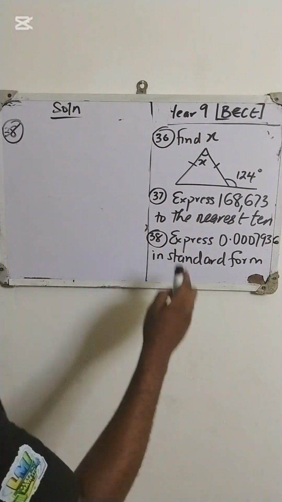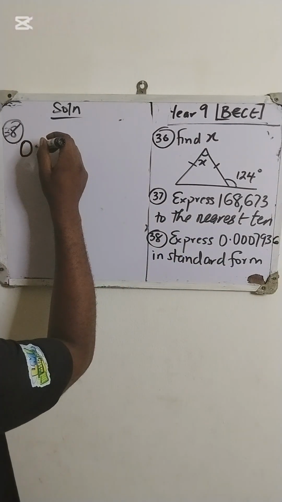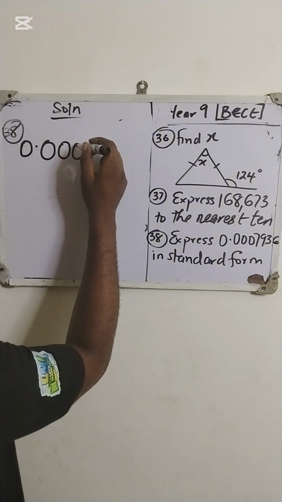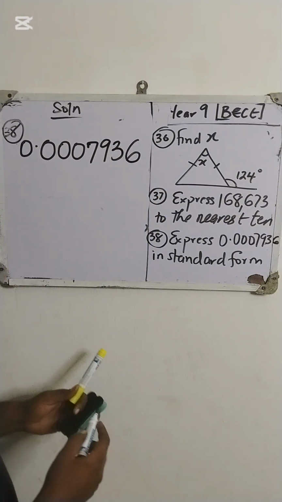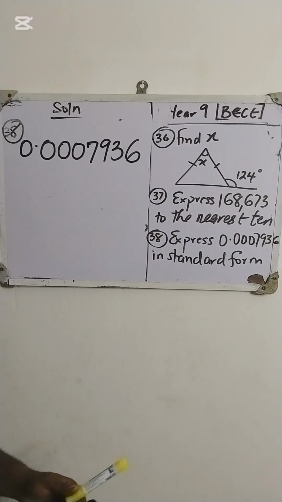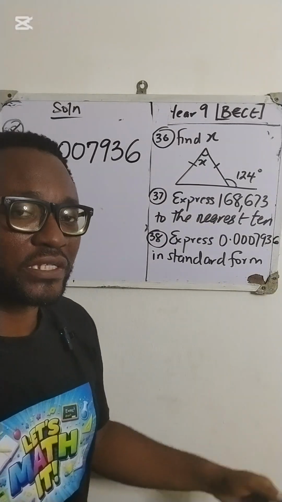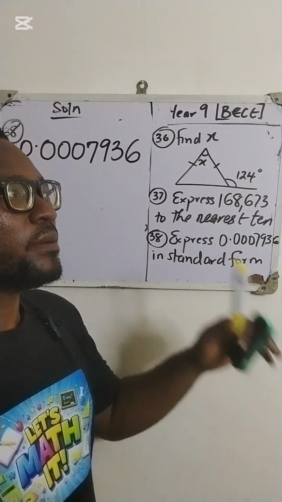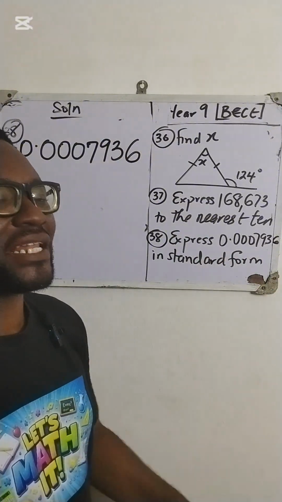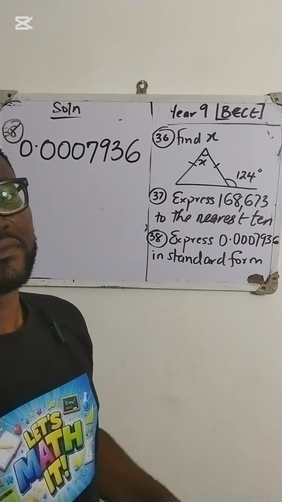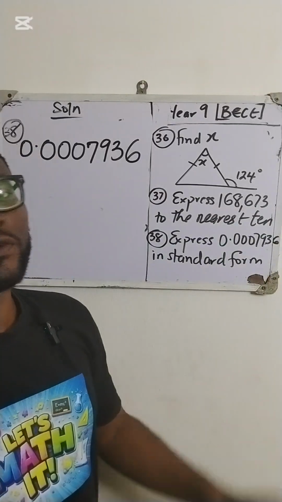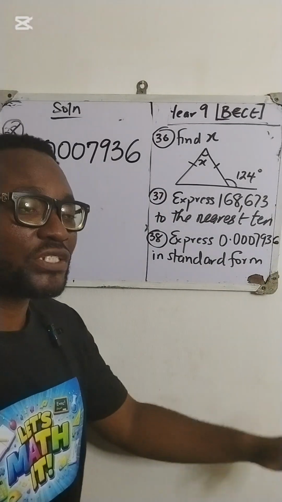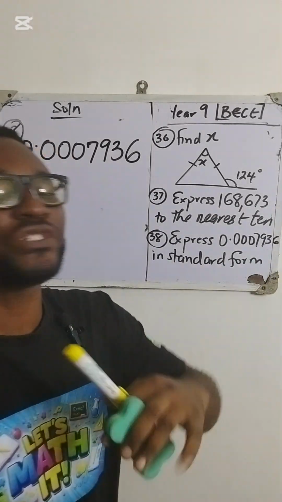Number 38. So we are expressing this 0.0007936 in standard form. What's the rule of standard form? The rule of standard form is the decimal point must be behind a number that is less than 10. The number cannot be 0 and the number cannot be 10 or a 2-digit number.